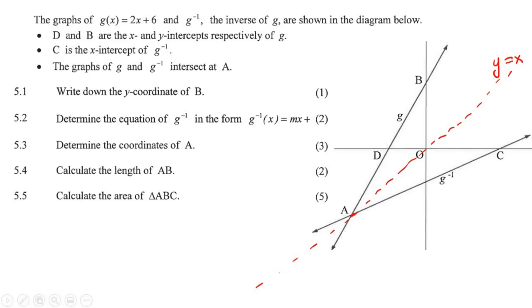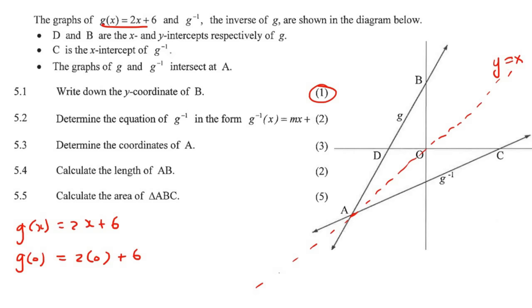First question, for 1 mark: write down the y-coordinate of B. So that's this equation. That's easy. We take this equation and we're just looking for the y-intercept. To find a y-intercept, you make x 0, and you end up with 6. So the y-coordinate of B is 6. You don't have to say 0, 6. They just said the y-coordinate, not the x-coordinate as well.